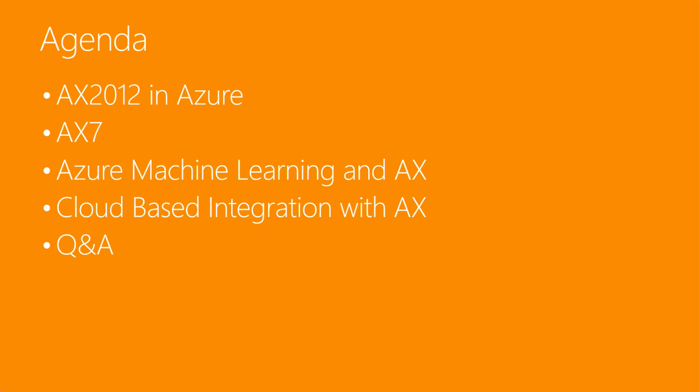First, we're going to talk about AX 2012. For those of you who haven't heard of Dynamics X before, AX 2012 is our current on-premise version of our solution. The latest is AX 2012 R3 CU9. I'll get into the detail of that. AX7 is the next version of our product, which has not been released yet.